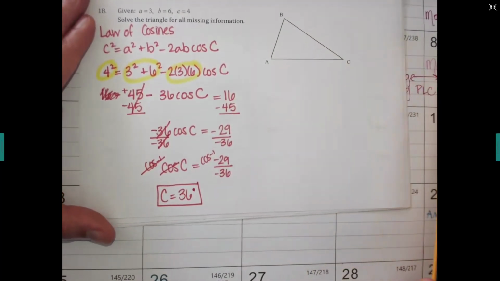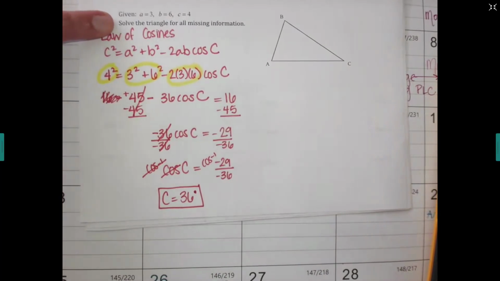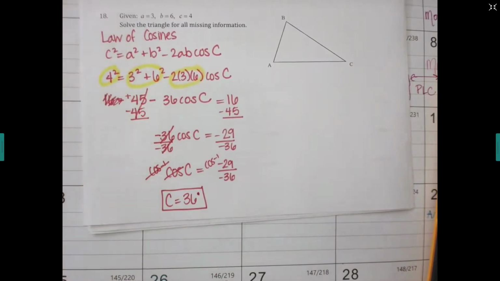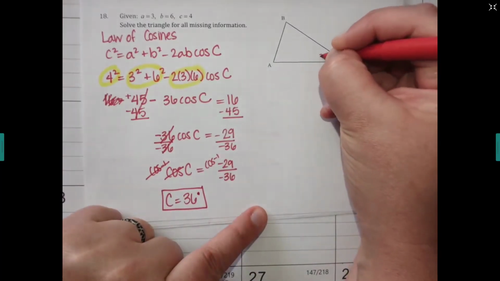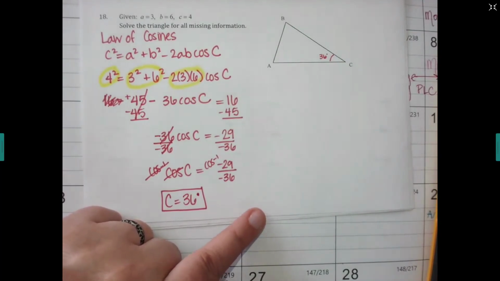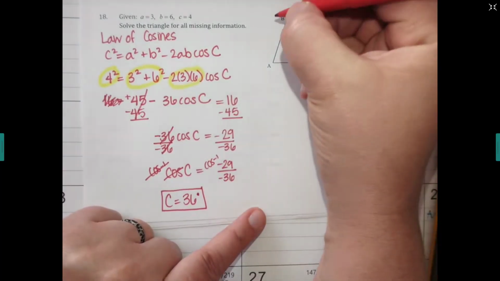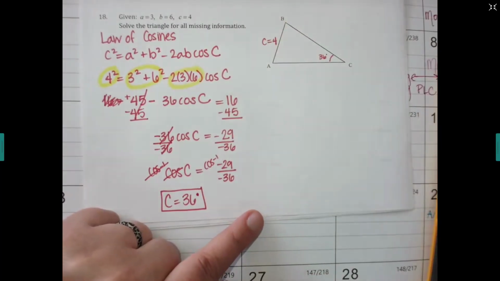Now, if you're asked to solve the triangle, that means you need to have all three sides and all three angles. So I know that my corner C is at 36 degrees. Then you should also know that side C has to be across the triangle from that. So if this is big C, then this is little c, which they already told me is 4.